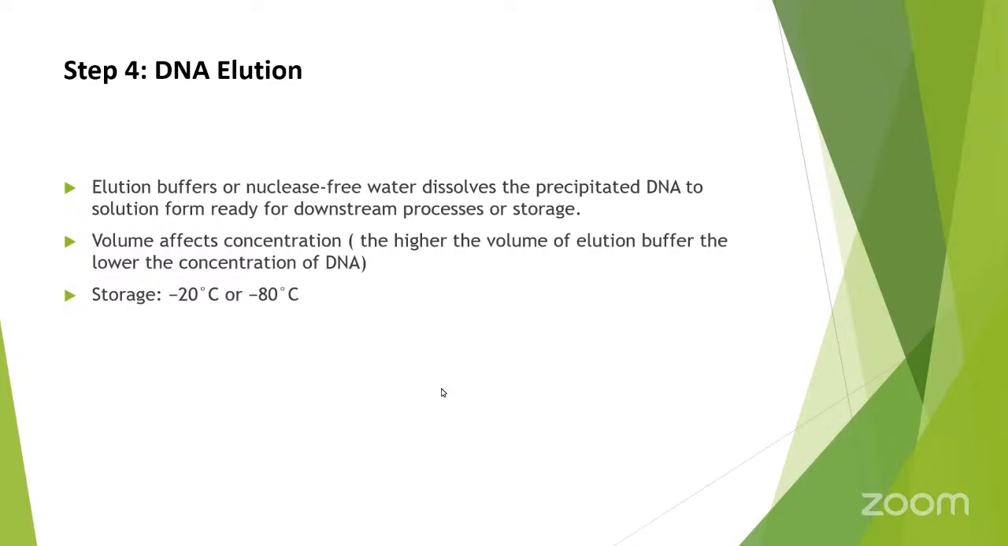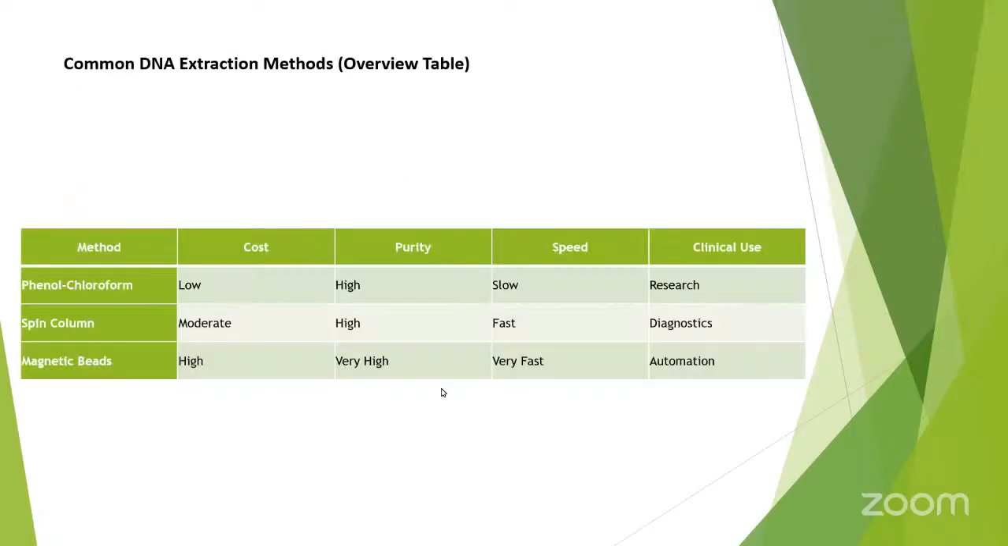And step 4, we have DNA elution. In elution, we use elution buffer or nuclease-free water. Remember this, the elution buffer is normally nuclease-free water. This dissolves the precipitated DNA into solution form, ready for downstream processes or storage. Volume affects concentration: the higher the volume of elution buffer, the lower the concentration of the DNA. And if your DNA is for storage, it is normally recommended that it is stored at -20 or -80 degrees centigrade.